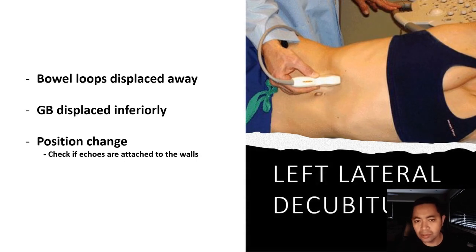One can then turn the patient to a left lateral decubitus position, like the one shown here. Here, the bowel loops can be displaced out of the way, and the gallbladder is also moved into the peritoneal cavity better. You will then sweep the probe again along the parasagittal plane across the costal margin to see the gallbladder. Moving the patient into a different position would also permit one to see if intraluminal echoes within the gallbladder are attached to the walls or not.